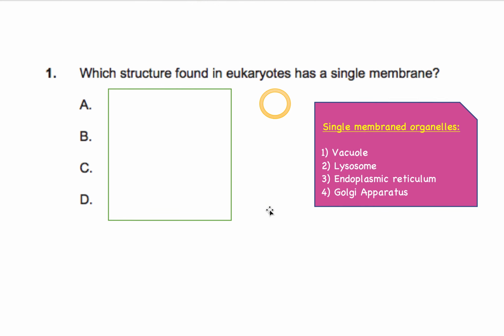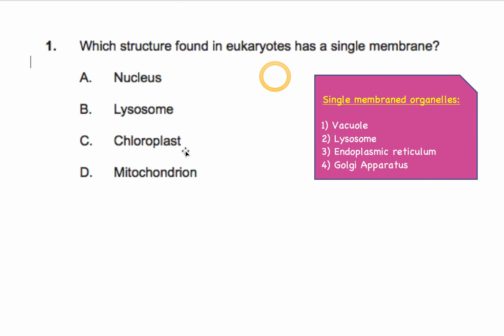So next one. Which structure found in eukaryotes has a single membrane? Okay, this question I remember when I saw this for the first time when I was doing IB recently. I have no idea how you can know this. You just need to memorize this, I guess. So try it by yourself first. So basically the answer for this one is lysosome.